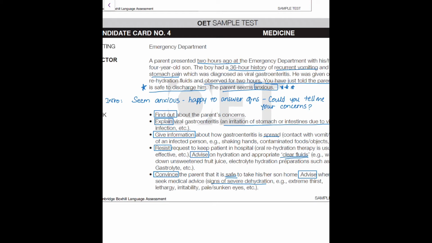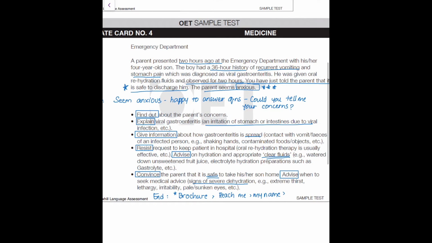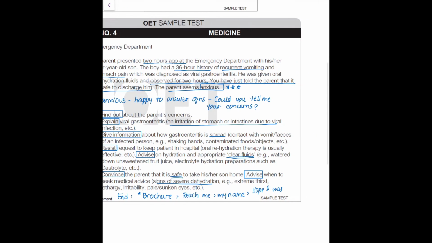If there's more time, you could also write how you're going to end the conversation. For example, here I've written about the brochure. If the patient surprises me with any questions, I'm just going to tell him about the brochure. And then I'm writing, reach me at so and so number, and then I'm writing that I have to tell my name because I did not get a chance to introduce myself given this particular scenario. Then I'm going to end it with, hope I was of assistance to you today.